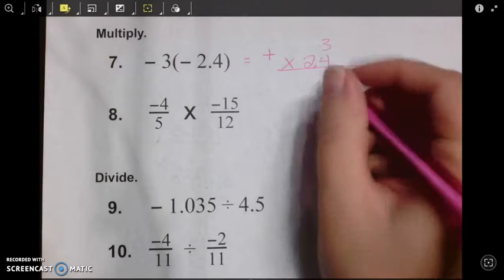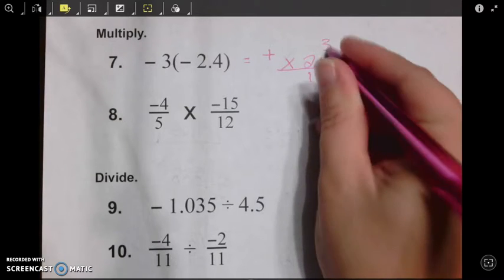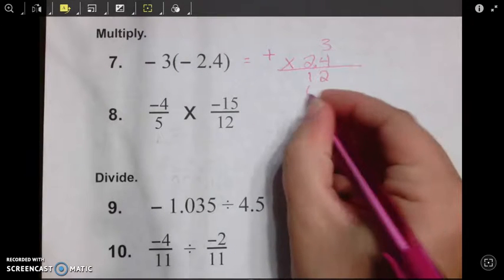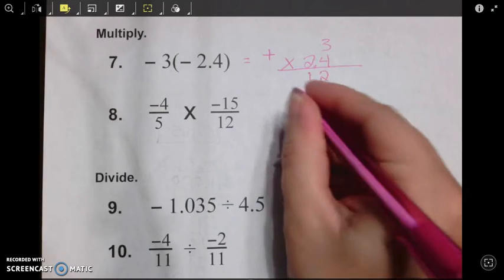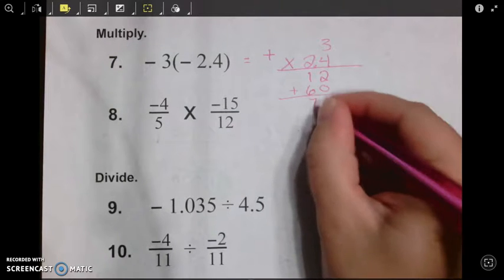So 4 times 3 is 12. So the end of the 12 goes there. There's not a number here to multiply by. 2 times 3 is 6. Remember, we put that here underneath the 2. And we add these together, fill that in. So that's 2, and that's 7.